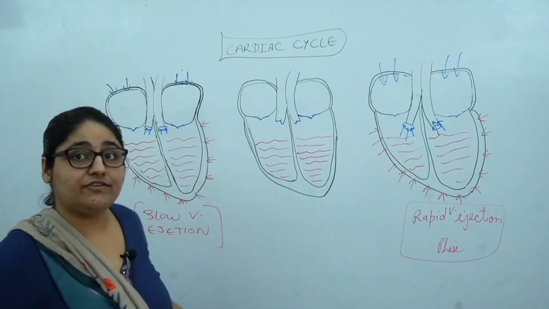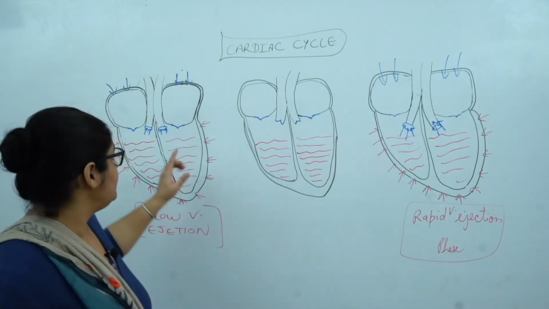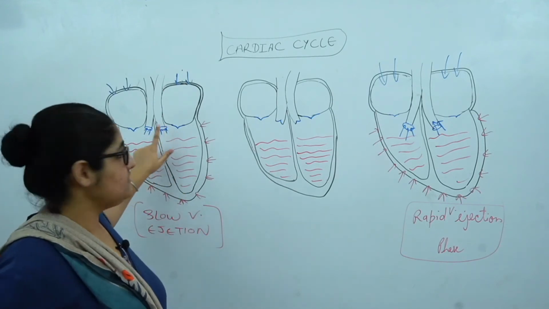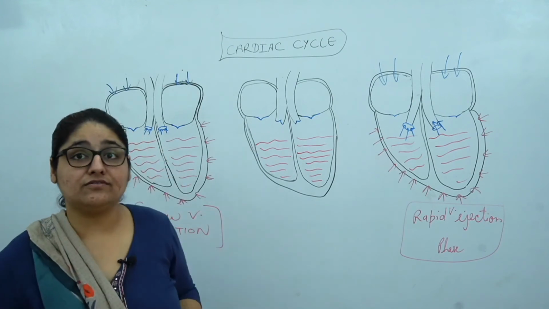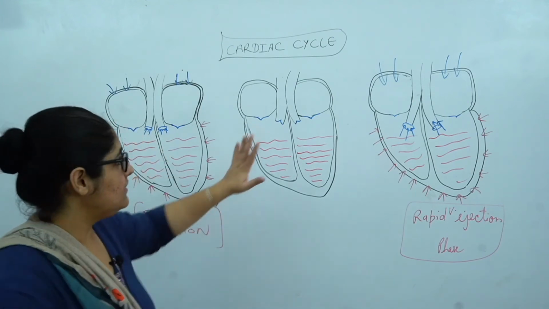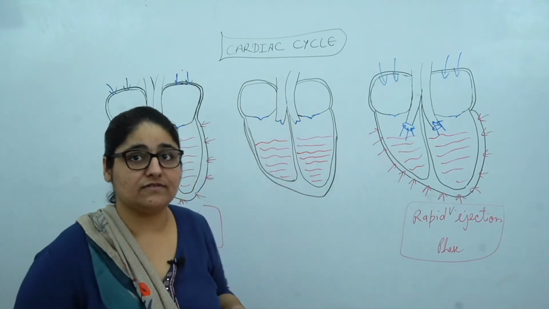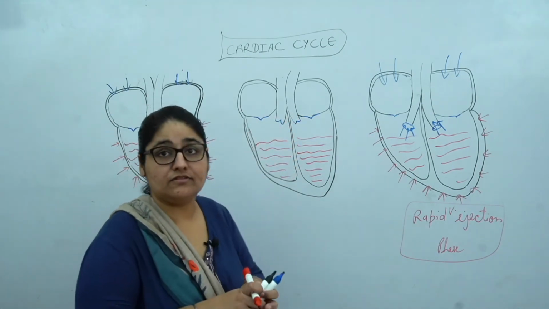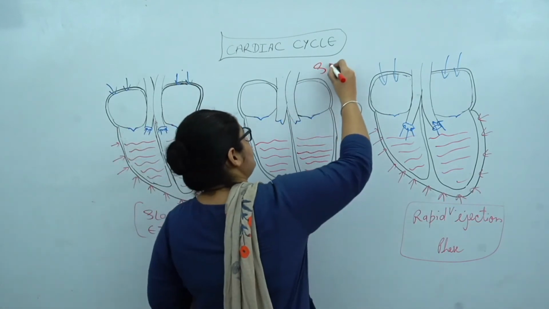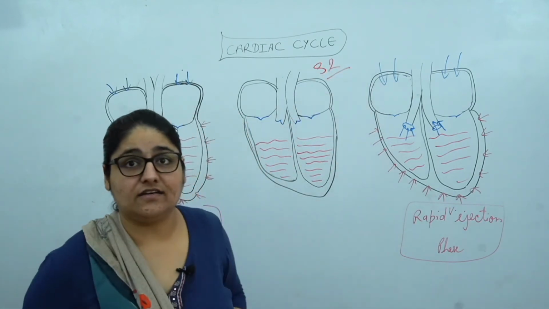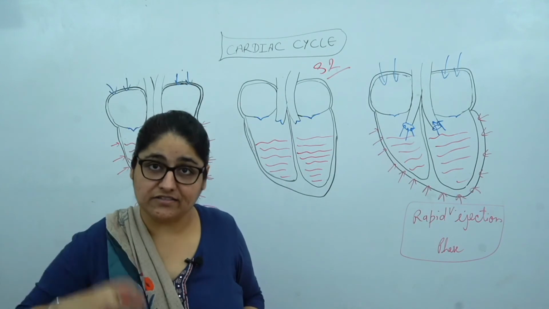Now, when the blood tries to flow back, which valves will close? These semilunar valves will close. When these semilunar valves are closed, then the second heart sound is produced, that is S2.